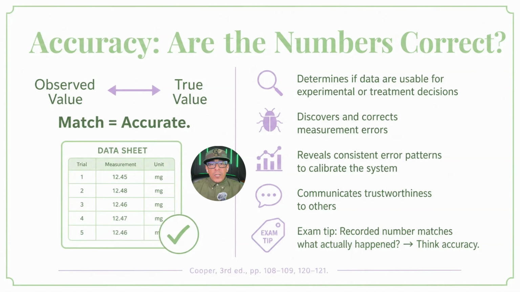Accuracy assessments help determine early in an analysis whether the data are usable for experimental or treatment decisions. Accuracy assessments also help discover and correct measurement errors. They can reveal consistent patterns of measurement error, which can improve or calibrate the measurement system. They also help communicate the relative trustworthiness of the data to others. The basic process is to calculate how closely each measure or datum corresponds to its true value. On the exam, if the question asks whether the recorded number matches what actually happened, think accuracy.